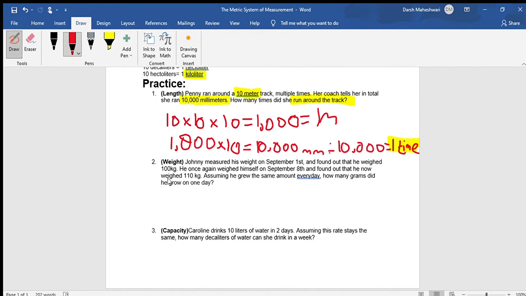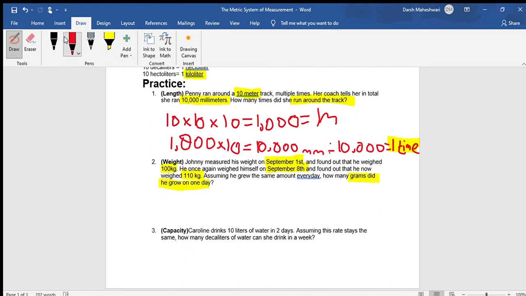Okay, so it's asking how many grams he grew on one day. Oh, looks like I'm not on highlighting. So it's asking how many grams he grew on one day. And then we see he first measured on September 1st, and he found out he was 100 kg. Then he measured on September 8th and found out that he was 110. And now we want to find out how many grams did he grow on one day.